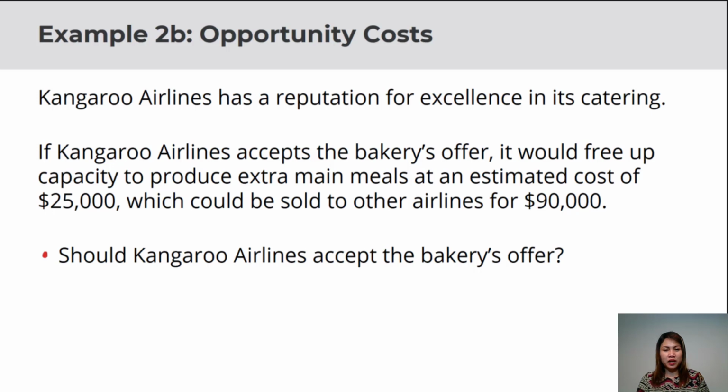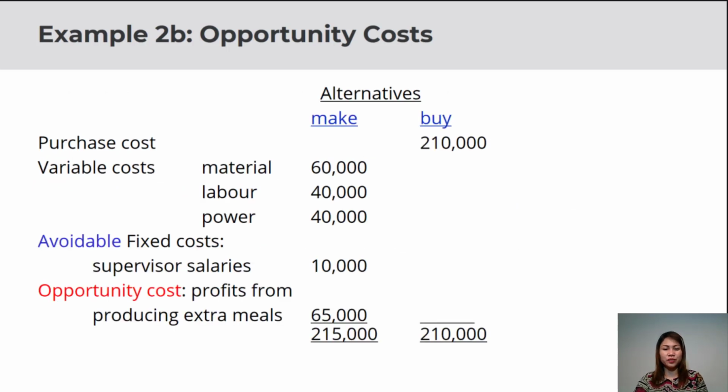So from the spare capacity, how much profit will we get? 90,000 minus 25,000 equals 65,000. Now, should Kangaroo Airlines accept the bakery's offer? With this information, the calculation will still be the same as the previous one at the start, but then we need to consider profits from producing extra milk.